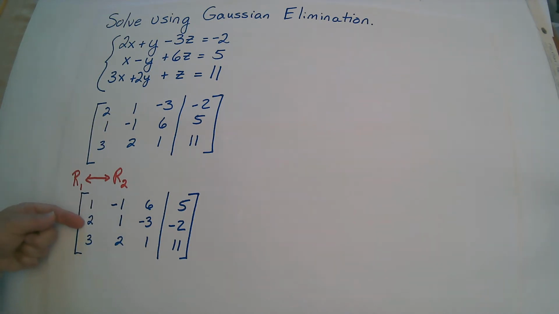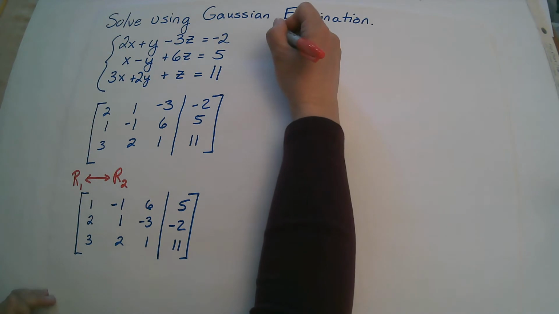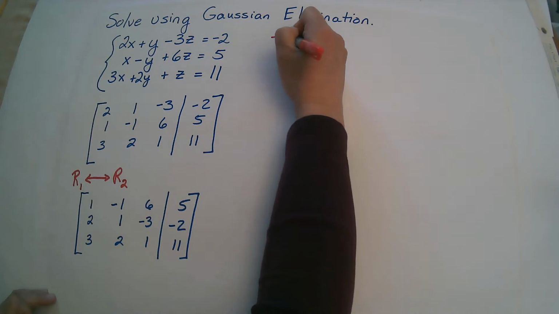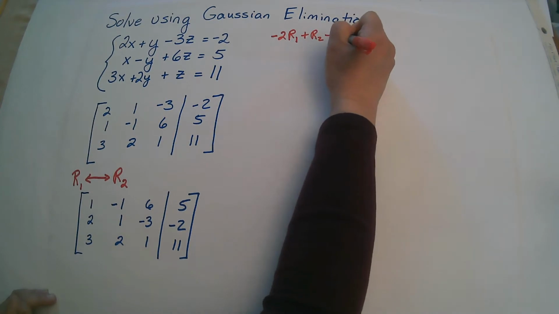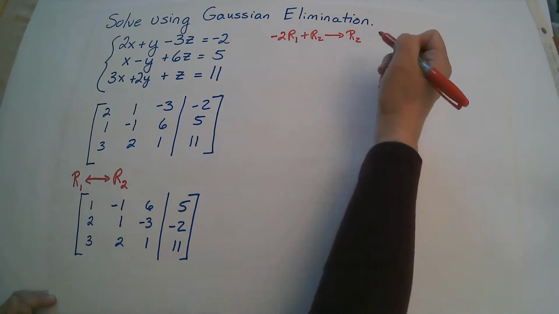My next step is to get a 0 beneath. Now the benefit of having this 1 here is it's easy to multiply it by a constant and add it to that row so that you can easily get a 0. In other words, if I multiply row 1 by -2 and add it to row 2, I will get a 0 there. So let me write the elementary row operation that we're doing. We're going to do -2 times row 1, add it to row 2, and put it in row 2.